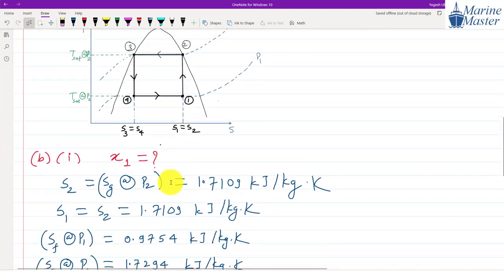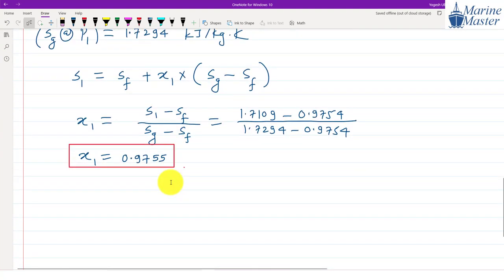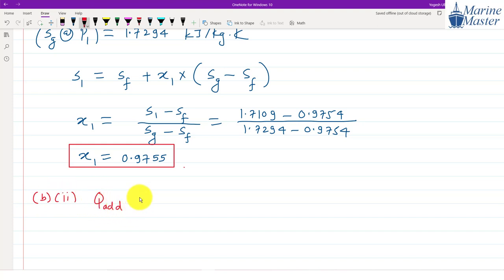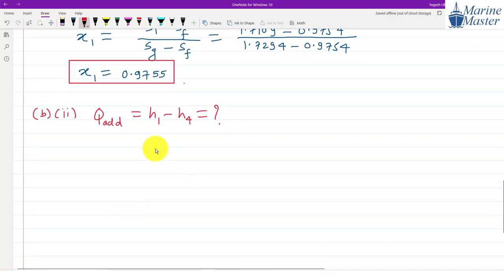We need heat removed per kg from the low temperature reservoir. That is nothing but our Q addition. So in the B second part, our target is to find out Q addition, guys. And this Q addition will be H1 minus H4. Very simple discussion, guys, not that difficult. So first of all, we need H1 and we need H4, guys.